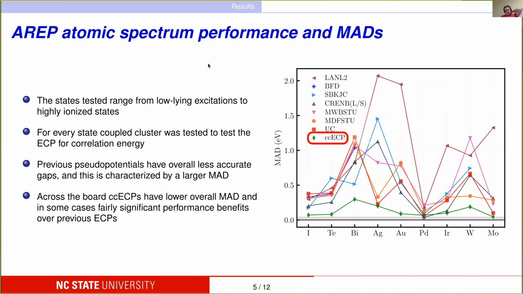Here we have the atomic spectrum performance, essentially a review picture of how all of the ECP families fared on each of the elements that we investigated. These are the mean absolute deviations for the spectra for each of the elements. So we have iodine, tellurium, and so forth. And you can see at the very bottom, our ccECP in green has the lowest mean absolute deviation across each of the elements that we investigated, performing quite admirably, and even reaching into the edge of chemical accuracy, which is the gray shaded region again, near zero on this curve.